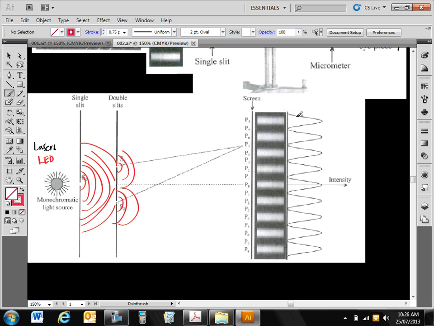Here's the intensity distribution. Here's a graph of the intensities. You'll notice they're all approximately the same. If you get an interference pattern, you'll see that the intensities are very similar.